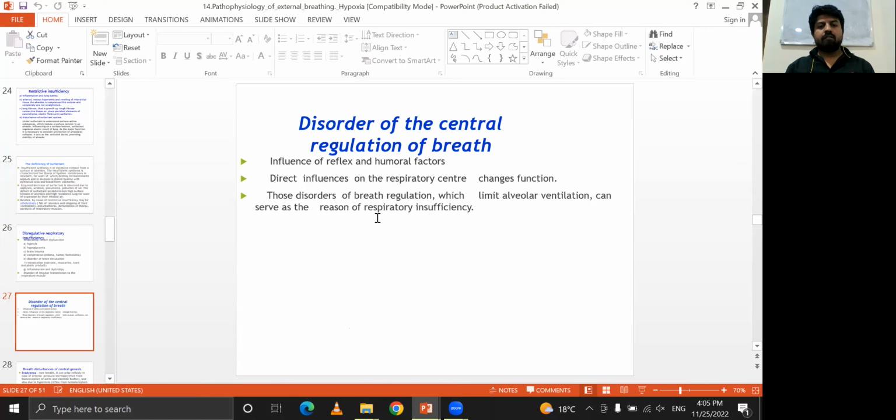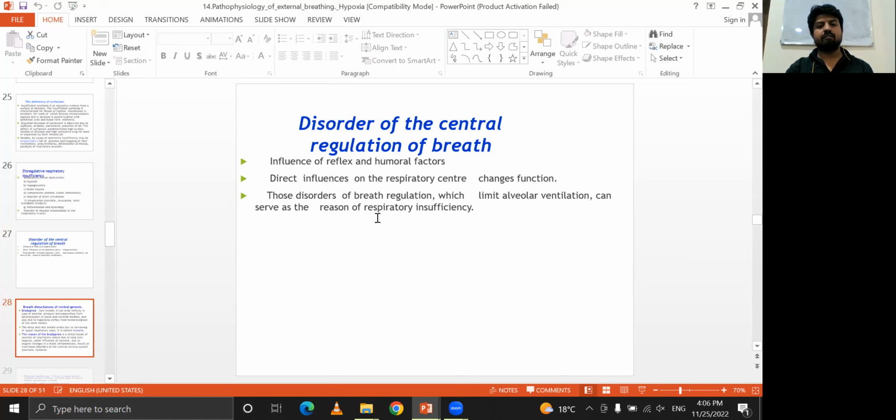So, disorder of the central regulation of the breath: the influence of the reflex and the humoral factor, and the direct influence of the respiratory center changes function. Those disorders of the breath regulation which limit alveolar ventilation can serve as the reason of respiratory insufficiency.